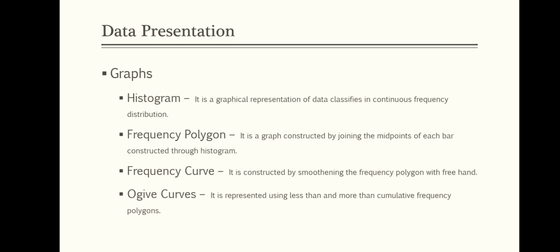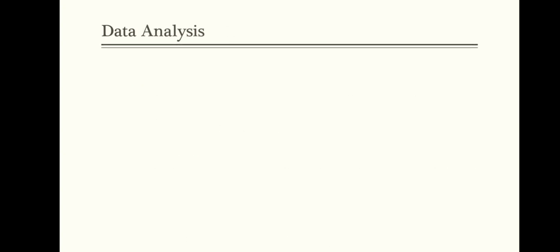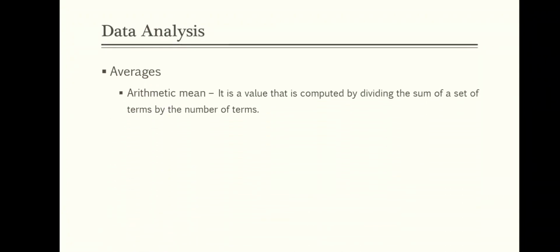Now, we are entering into the third module, that is data analysis. It is divided into averages, dispersion, correlation and regression. We will see each submodule of data analysis one by one. The first submodule of data analysis is averages. It is divided into 5 types. Let us see one by one.